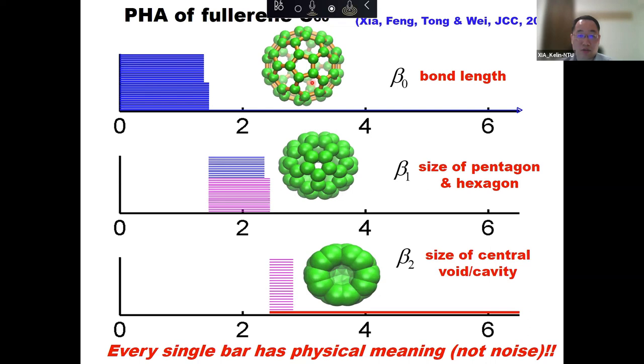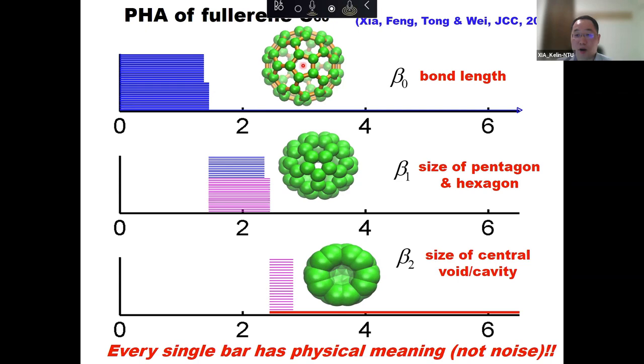So let's take carbon 60 as an example. This is a typical fullerene molecule that is now widely used in cells for the batteries of cars. It is made of 60 carbon atoms, and it forms this cage structure. Inside it is hollow, and on the surface, it has 12 pentagons and 20 hexagons. Okay, and this is the illustration.